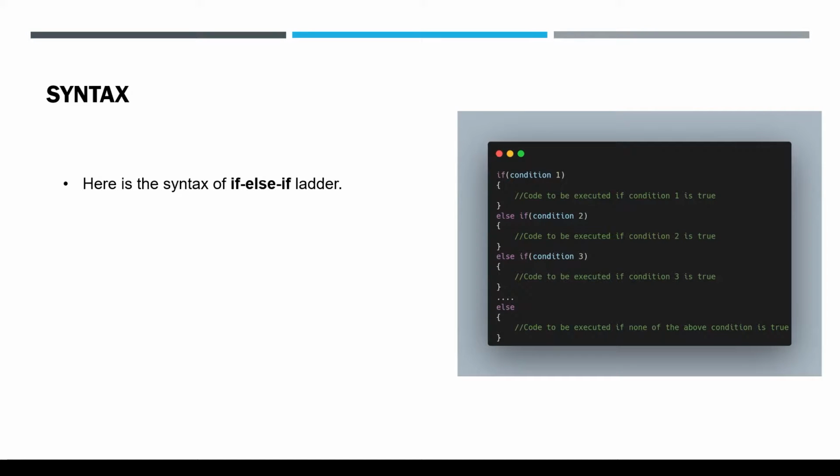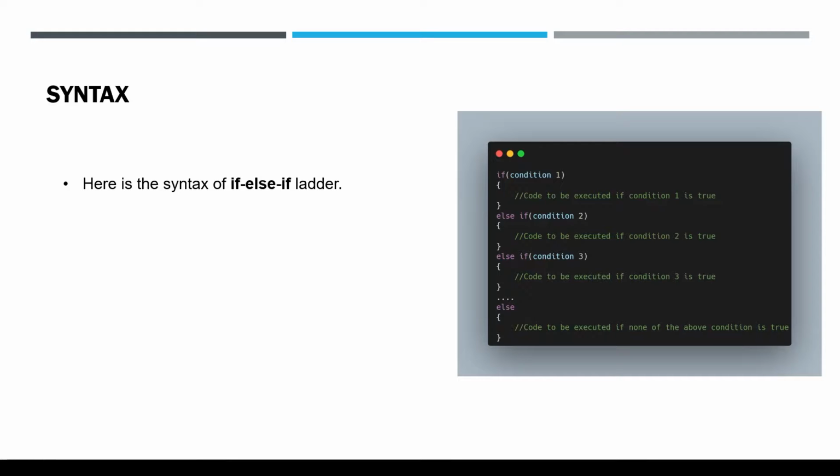Now let's take a look at the syntax of the ladder. Here, as you can see, the ladder syntax contains the if statement followed by multiple else if statements and the else statement at the end of the ladder. If the condition provided in the if statement is true, then the code block associated with that if statement will be executed. Otherwise, the following else if statement will be checked for the given condition.